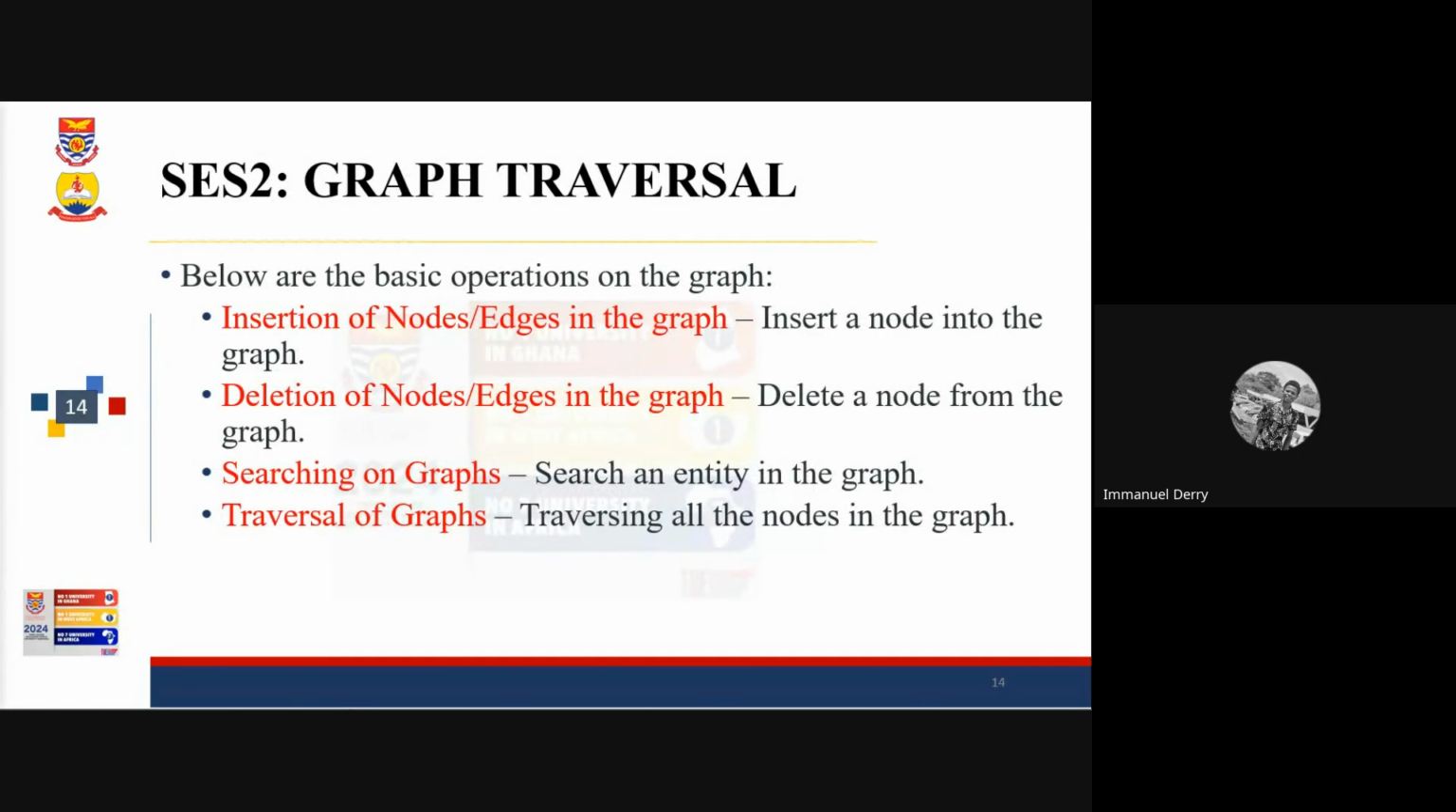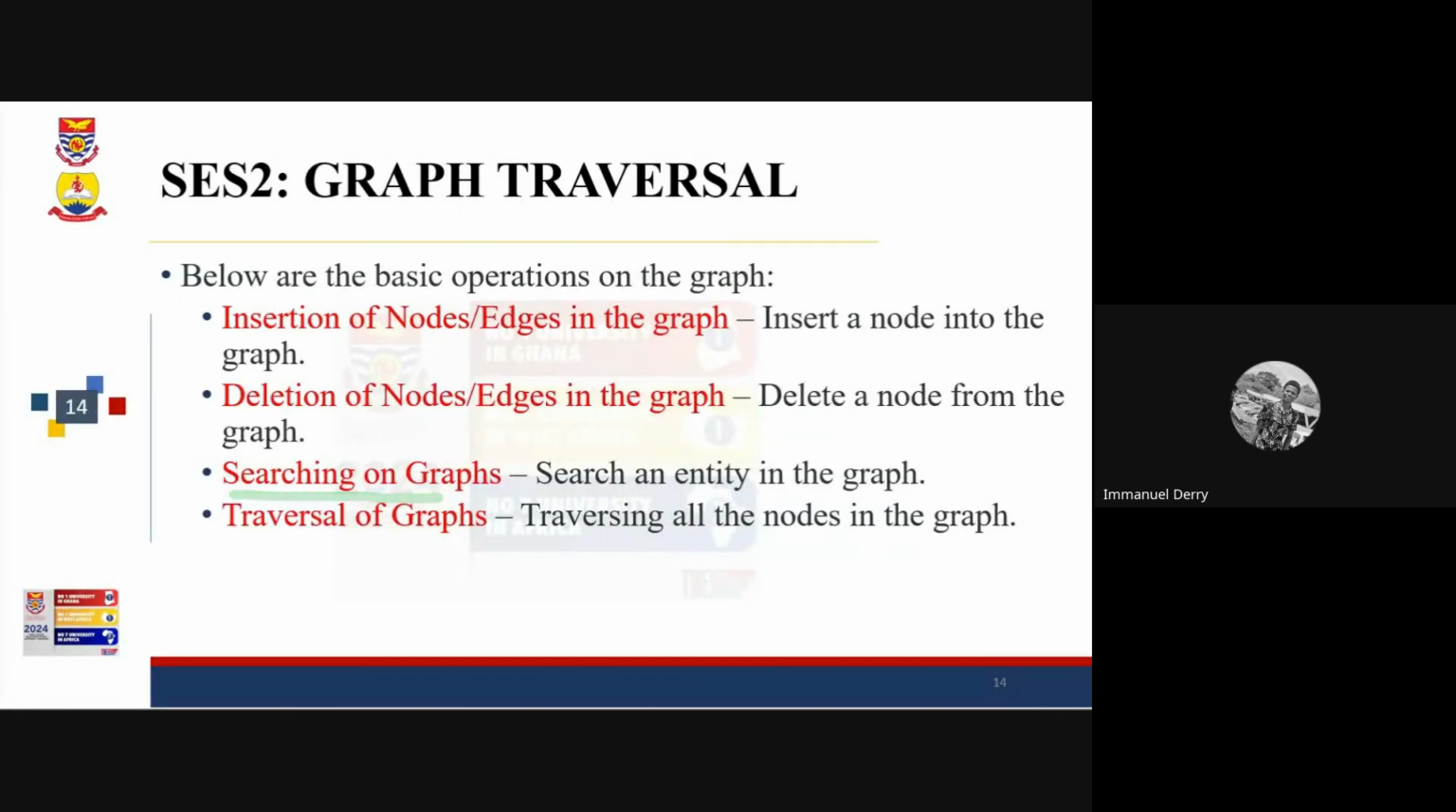But in the process of traversing the graph, we might want to perform some operations on the graph. So we could either insert nodes into the graph or edges in the graph. We can delete nodes from the graph or delete edges in the graph. And equally, you can search on the graph.